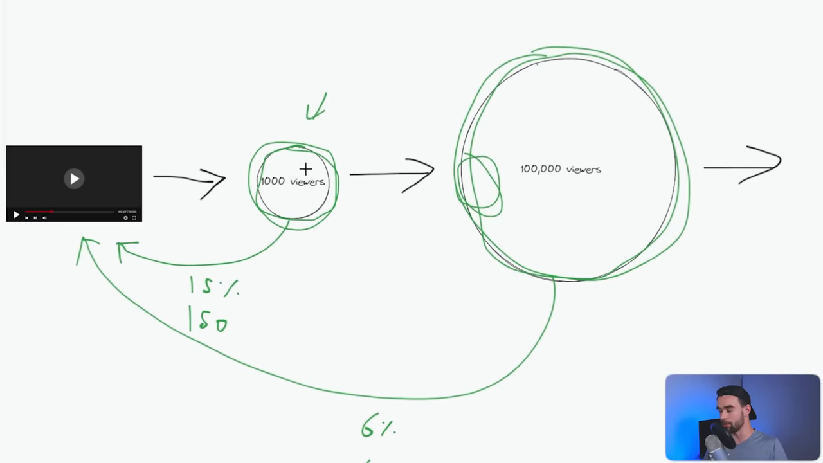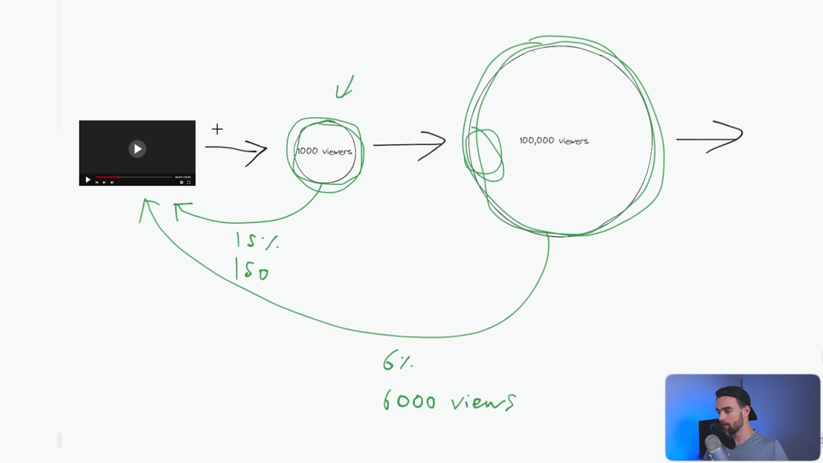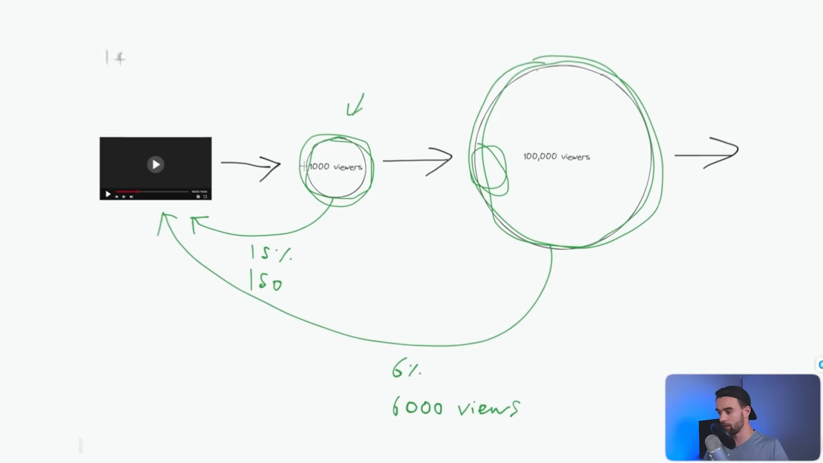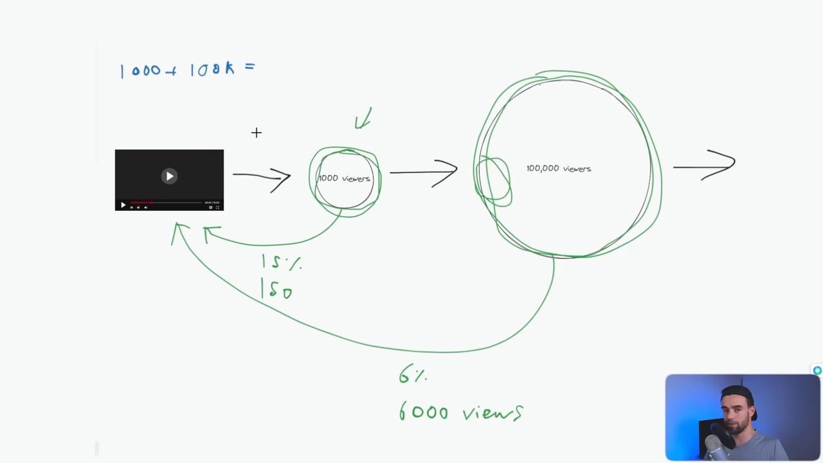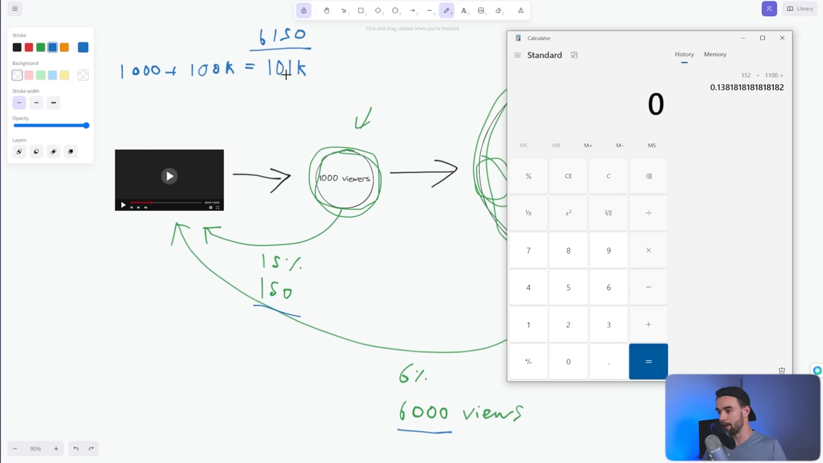But just to keep things simple, let's have a look at what our numbers look like on this particular video. So in total, YouTube has promoted this video to 1,000 initial viewers plus our larger audience of 100,000 viewers. I'm just gonna put 100K because I can't bother drawing more zeros. And that means this video was promoted to a total of 101,000 viewers. Now, of those 101,000 viewers, we managed to capture 150 plus 6,000, so 6,150 views.